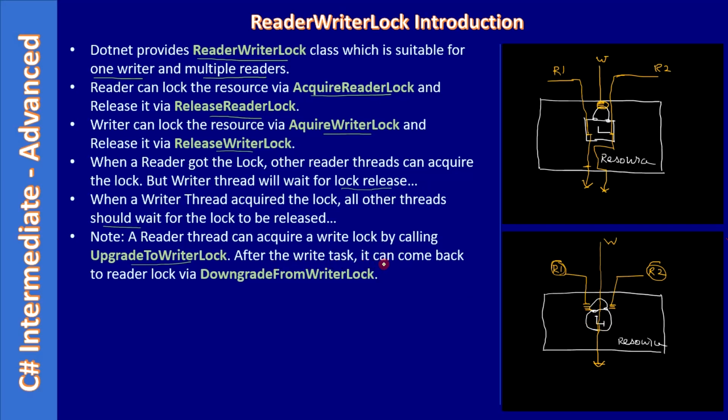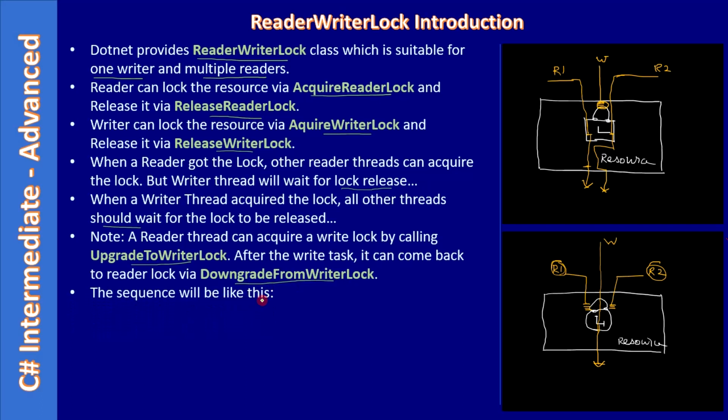After the task ends, when a specific critical situation ends, the reader thread can come back to reader lock. From writer lock it can downgrade to reader lock by making a call to downgrade from writer lock. So from reader lock you can increase the locking capability by upgrading to writer lock, and then you can come back to the read lock by calling downgrade from writer lock.